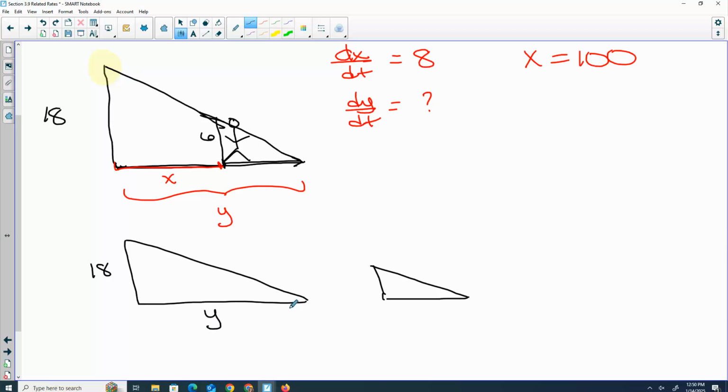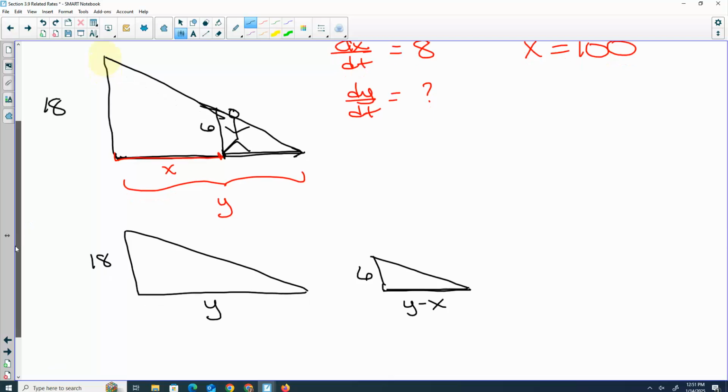I get a proportion. This is why I wanted that side to be y here. I think it'll help a little bit. So in this triangle, this height is 6. What would this length be? A third of y? Not necessarily, no, because it's y changing minus x as he moves. Oh. Right, because he's walking.